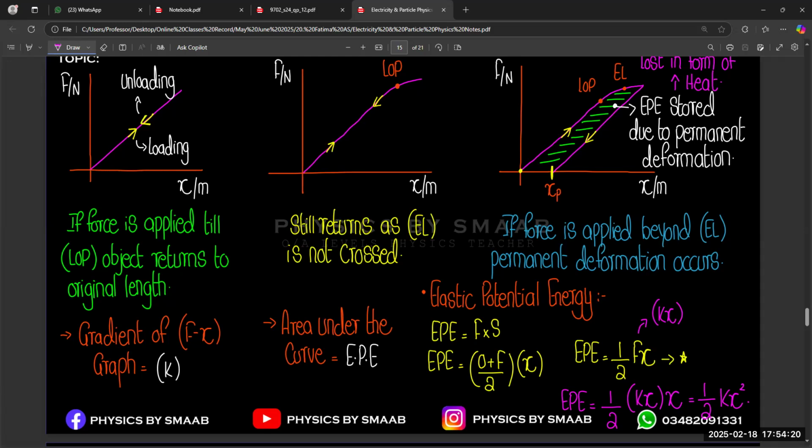In MCQs, when we practice after completing the chapter, you will find in MCQs mostly that we use both types of equations, right? So this is the concept of the spring.